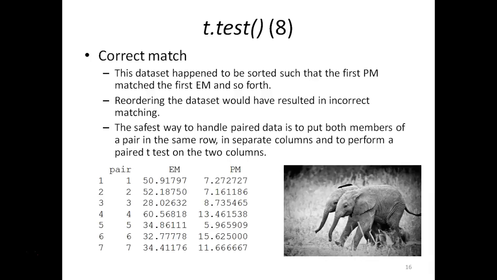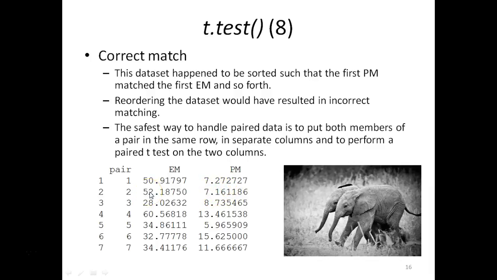So a safer way of arranging your data set when performing a paired test may be to have one pair per row instead of one observation per row, and then put the two observations in the pair in separate columns. In this example, we put the EM from pair 1 here and the PM from pair 1 here, the EM from pair 2 here and the PM from pair 2 here.